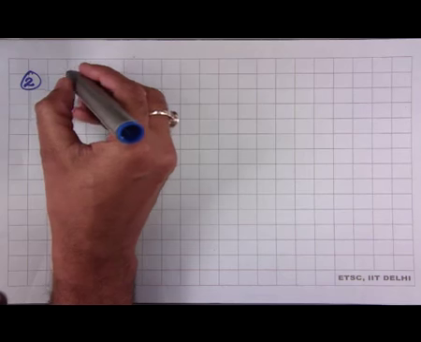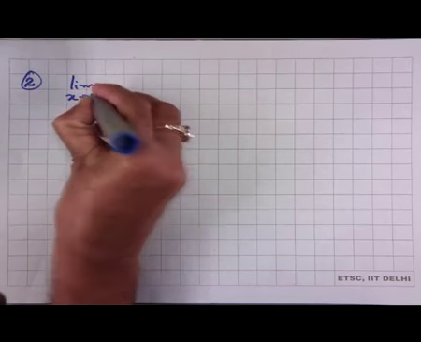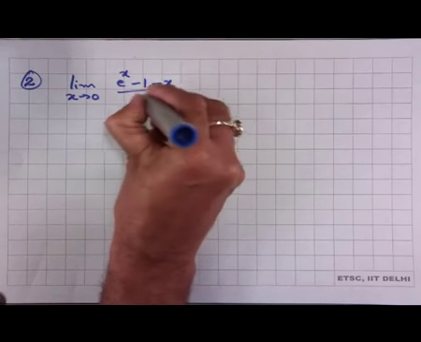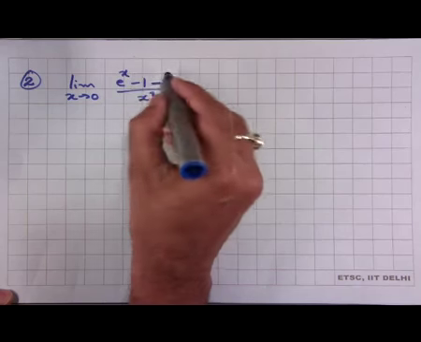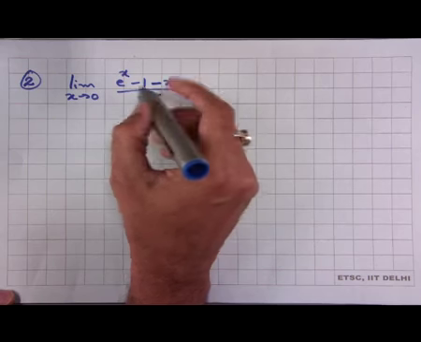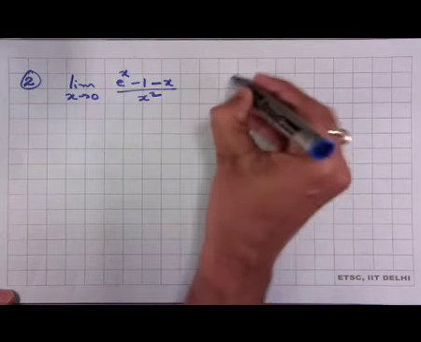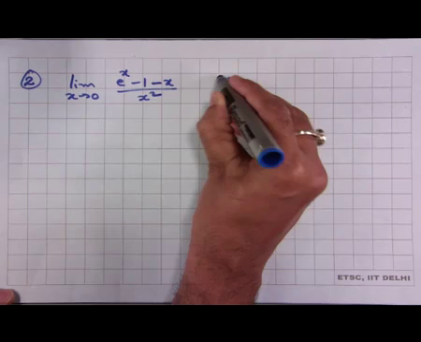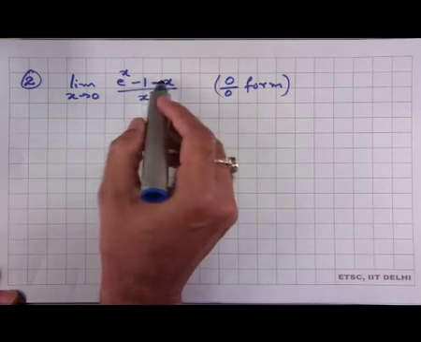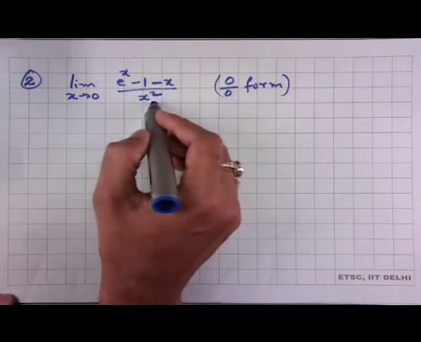Second example, let us look at the limit as x goes to 0 of e to the x minus 1 minus x, divided by x square. Again, here f(x) is e to the x minus 1 minus x, and g(x) is x square. At 0, the numerator is 0, the denominator is also 0, and both numerator and denominator are continuous functions of x. So, the limit of the numerator is 0, and the limit of the denominator is 0.